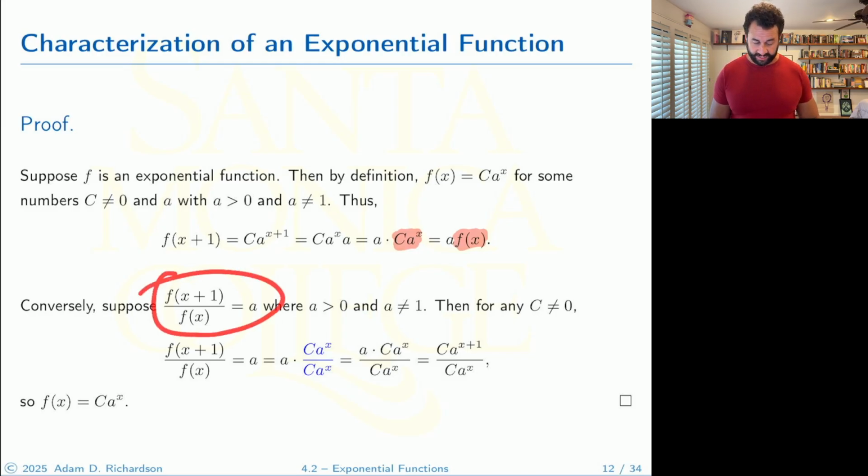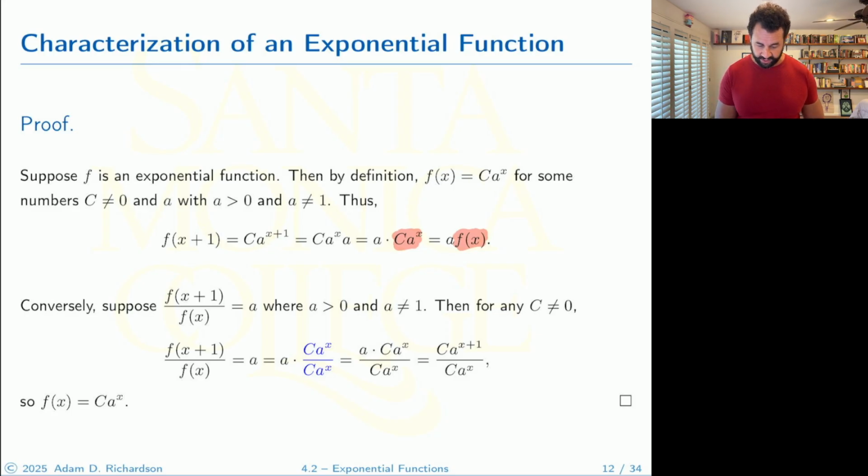Let's suppose that this ratio here is equal to a, and a is positive and not equal to 1. Then for any non-zero c, we can write this. This is equal to a. We're going to multiply by a clever 1 here. We're going to multiply by this, c times a to the x over c times a to the x. We're going to move this a into the numerator like so, and then combine these expressions using properties of exponents, just like that. And now what we're going to do is we're just going to compare numerators and denominators.